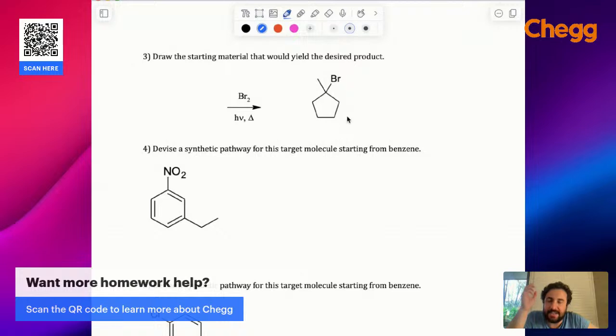So we can attach bromine atoms not just by bromination through electrophilic aromatic substitution, but we can also do radical halogenation on alkanes or cycloalkanes. So here, draw the starting material that would yield the desired product. All we need to understand here is that when you do bromination with UV light or heat, you're attaching a bromine atom to the most substituted carbon in the alkane or cycloalkane.